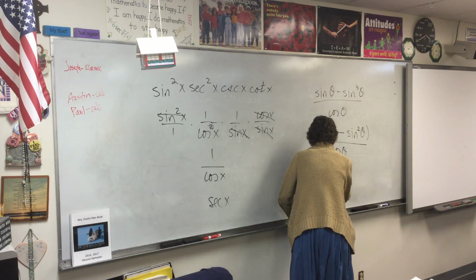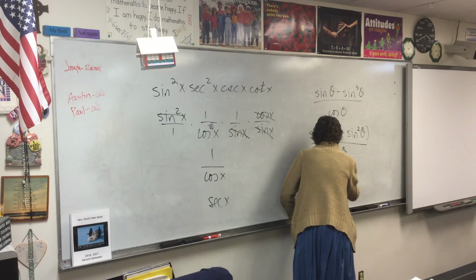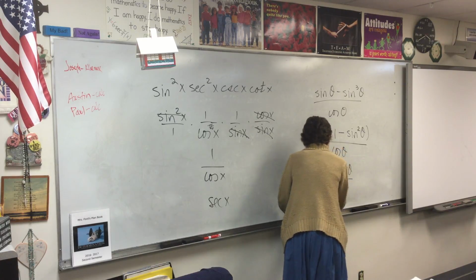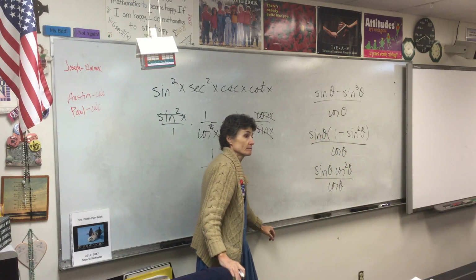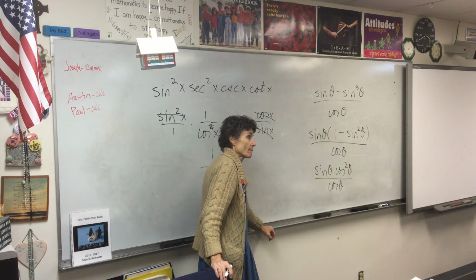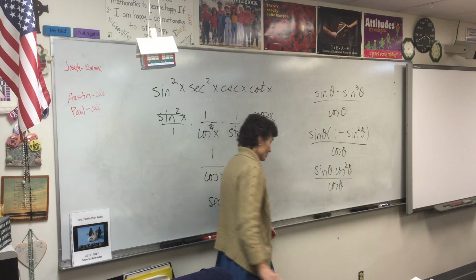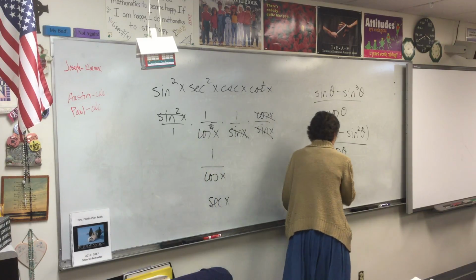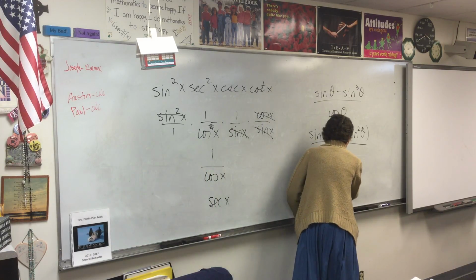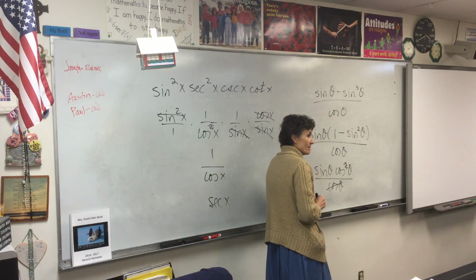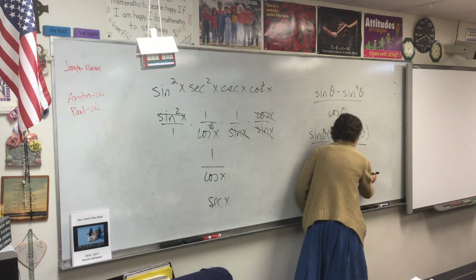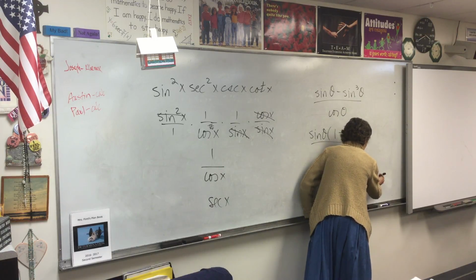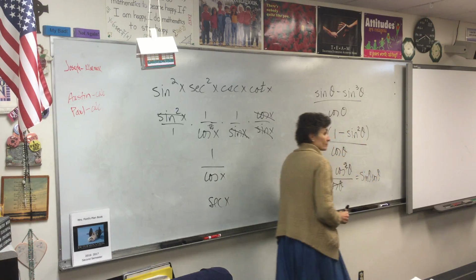So I have my sine. Now I have a cosine squared over cosine. The cosines will cancel, not totally. This one's gone, but one of those is going to stay. And that simplifies then just to sine times cosine.